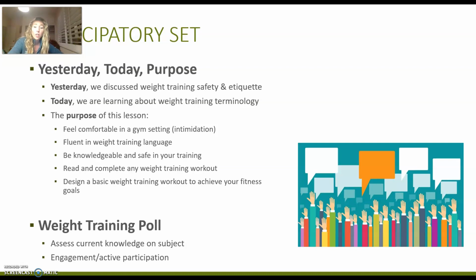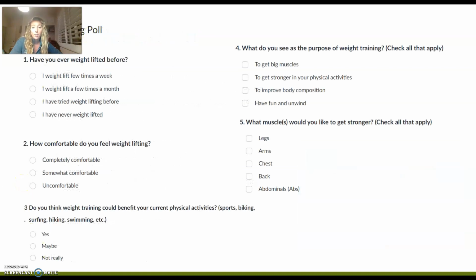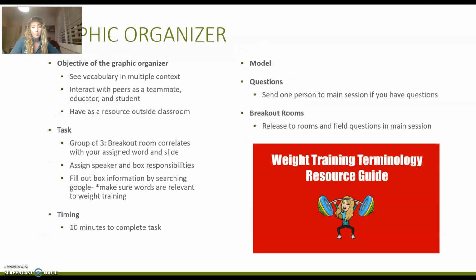I like to start with a weight training poll, so immediately they are engaged in class in a virtual setting. And this is helpful for me because I get to assess their current knowledge on the subject. So I have 5 questions. Have you ever weightlifted before? How comfortable do you feel weightlifting? Do you think weight training will benefit your current physical activities? What do you see as the purpose of weightlifting? And what muscles would you like to get stronger?